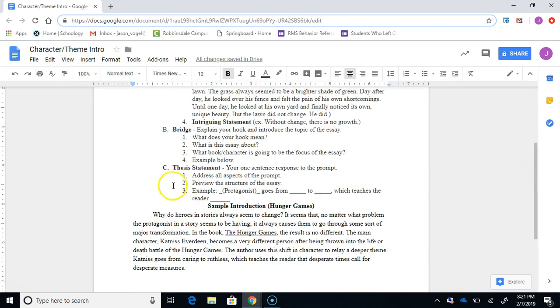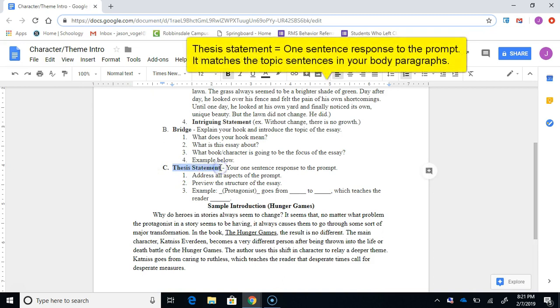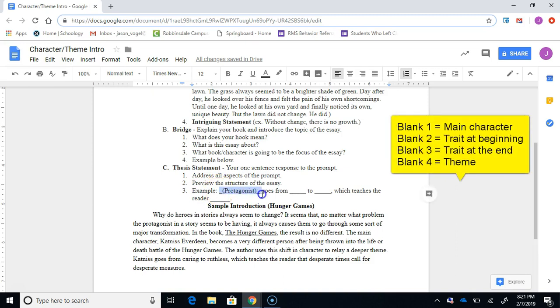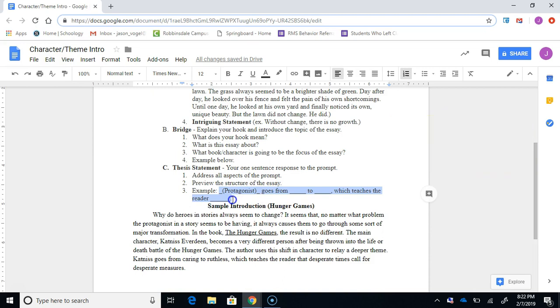The final step of writing the introduction, and possibly the most important, is the thesis statement. This is your one-sentence response to the prompt. It should address all aspects of the prompt and preview the structure of the essay. You can use this following frame for your thesis statement. Protagonist, whoever that may be, goes from blank, their trait at the beginning of the story, to blank, their trait at the end of the story, which teaches the reader blank, whatever your theme is.